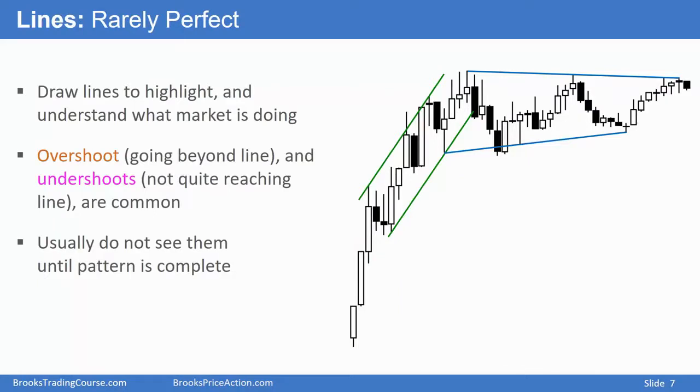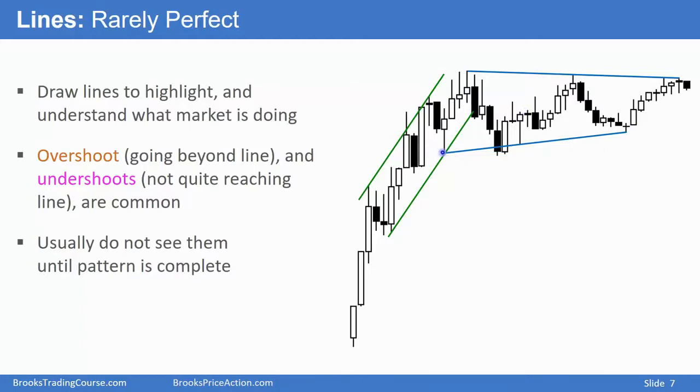I always draw my lines in a way that best highlights what the market is trying to do. Sometimes that results in bars being above or below the lines, extending beyond the channel. Other times it results in reversals that do not quite reach the lines. Here we have a reversal up, another reversal up, another reversal up.